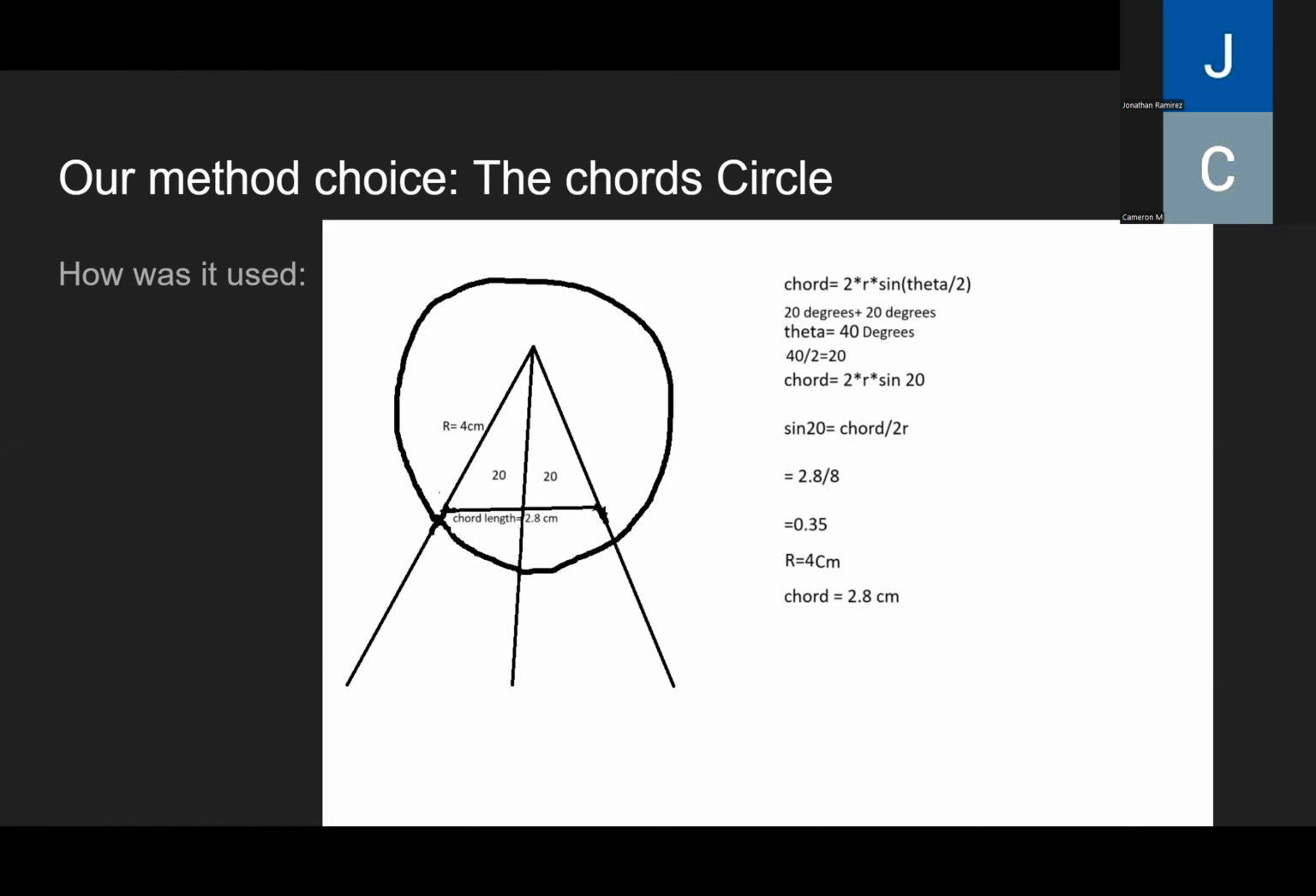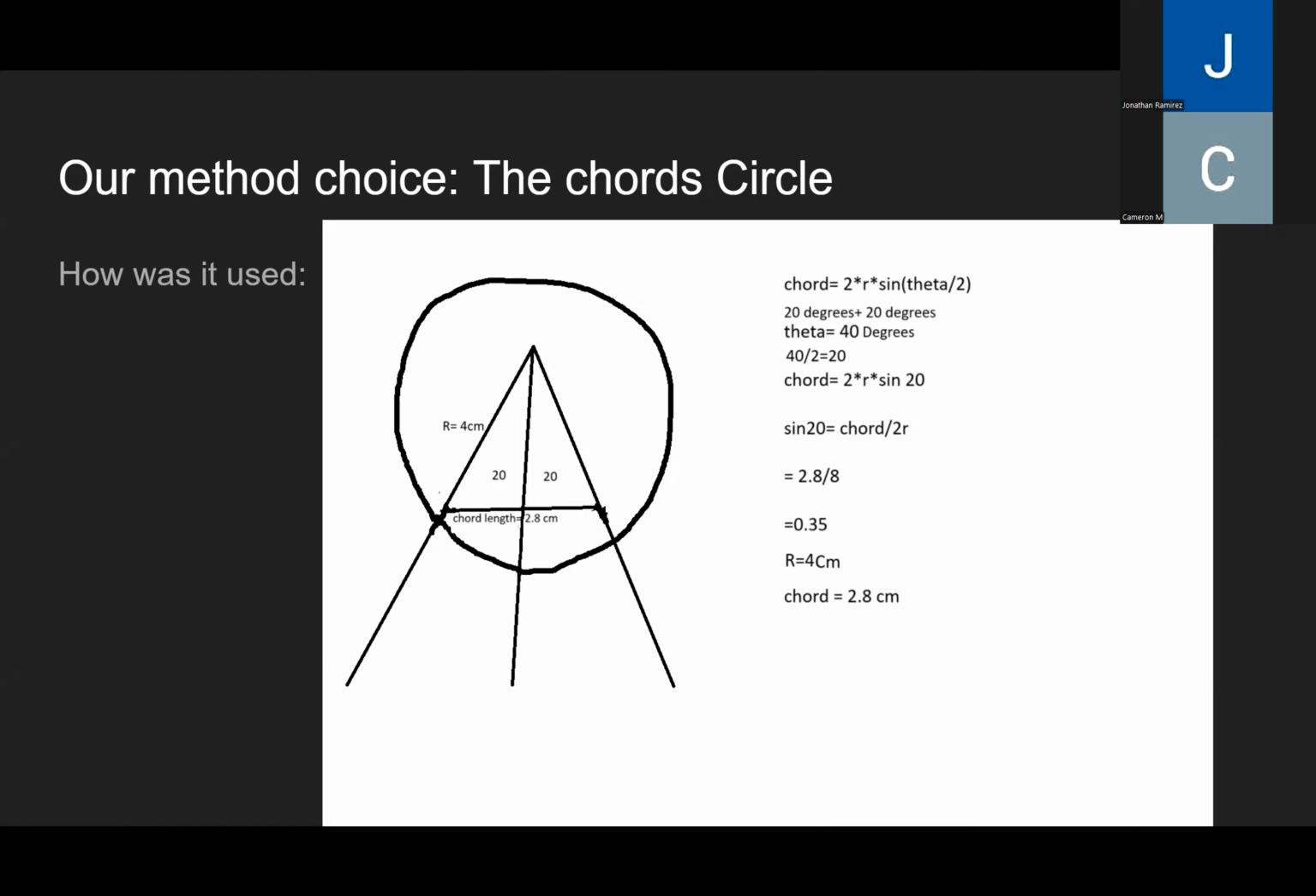Then you would divide both sides by 2r, which would give you sine 20 degrees equals chord length divided by 2r. Now measure the triangle. You can either start by measuring the chord length or the side length of the triangle first. After measuring the triangle with a protractor and a ruler, you would get a number. The number we got was 4 centimeters for our triangle, for the radius.